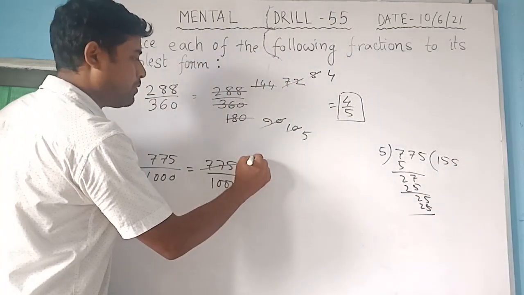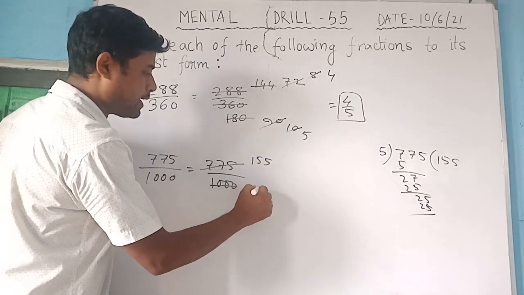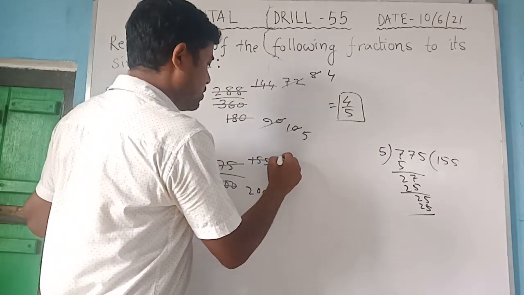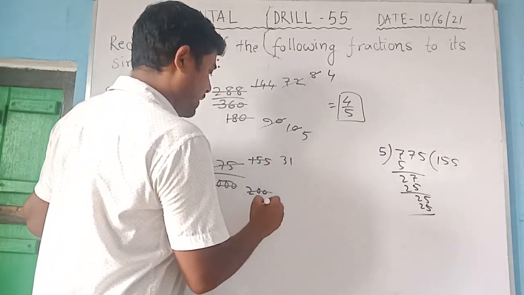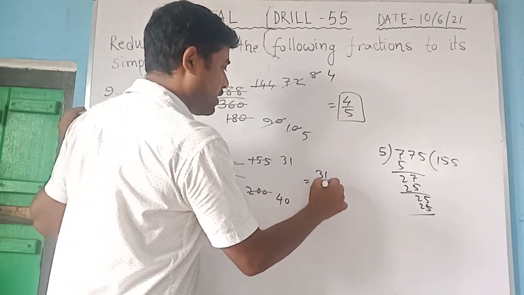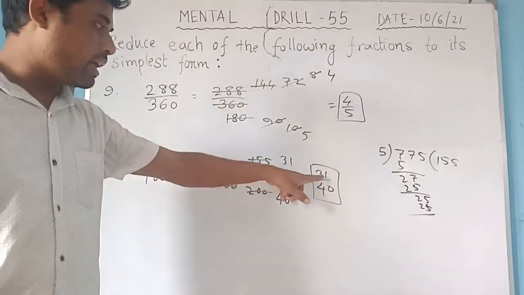So 31 by 40. Can you cut it more? No. So this is the answer, 31 by 40.